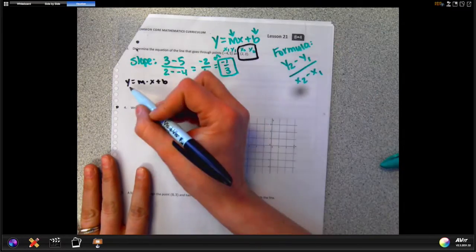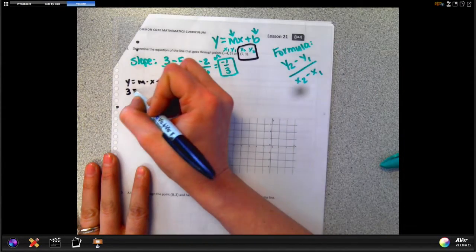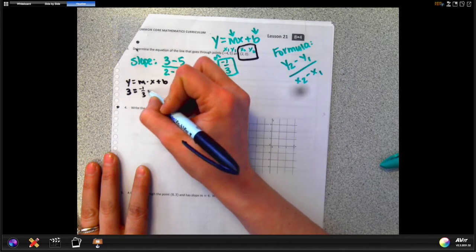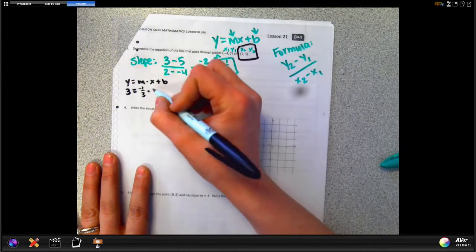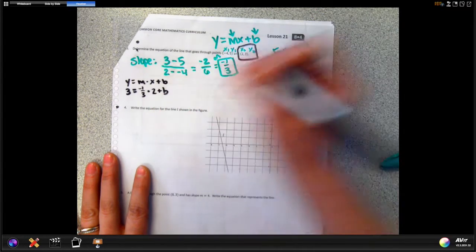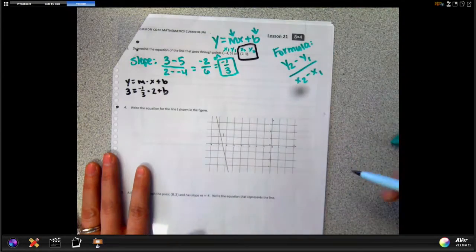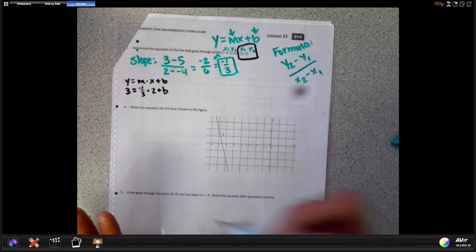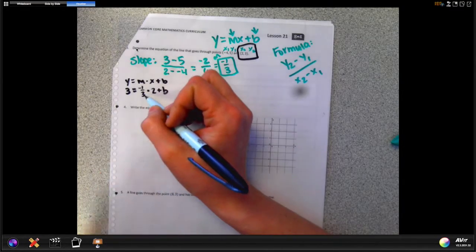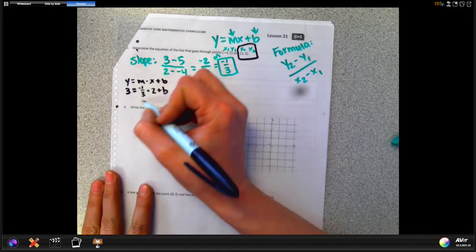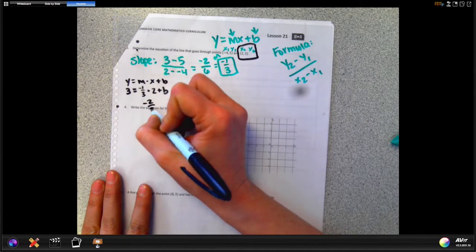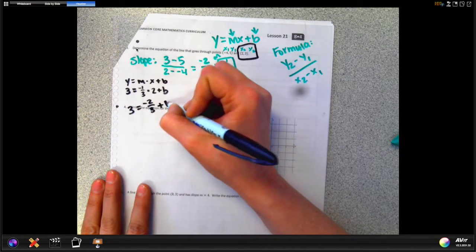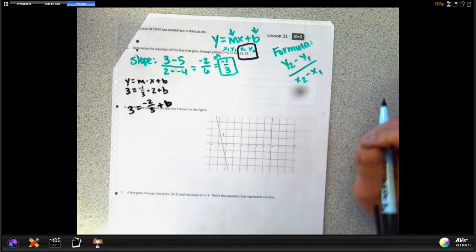So instead of y, I'm going to use 3 equals m, which is my -1/3, times, instead of x, I'm going to use 2 plus b. Now, you could have used -4, 5, and as long as you do your math correctly, your answer should come out the same. Okay, so let's multiply this together. Step 2 was to multiply -1/3 times 2 is -2/3. And we're going to write the rest of the equation down.